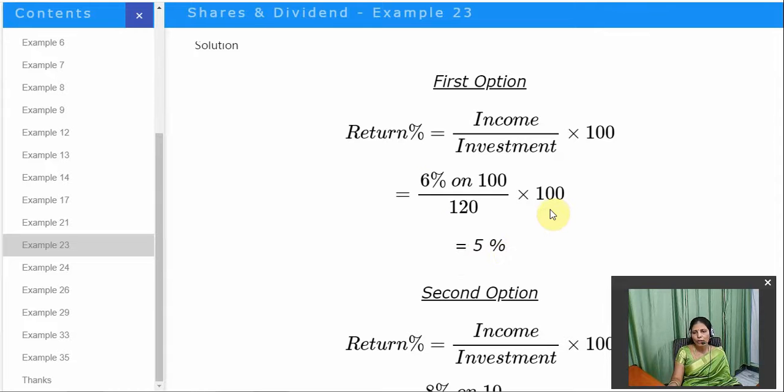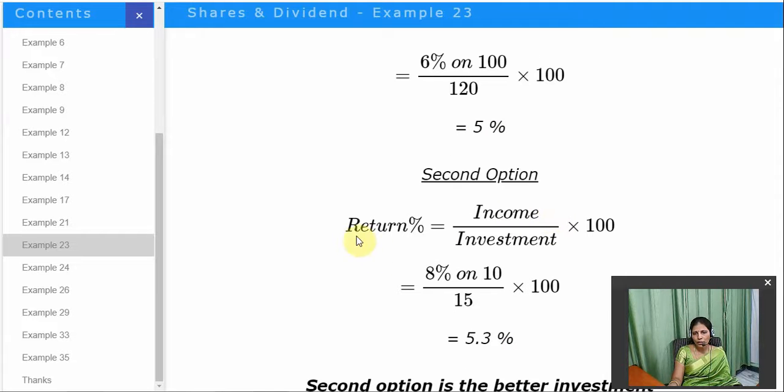The same thing you have to do for the second company. So return percentage is equal to, as I told you, income by investment. Now this is the income, or you can say this is the dividend per share, and this is the market value per share. Just substitute, simplify, you get 5.3%. So 5% is your return from the first company, or you can say the first option is 5% and the second option is 5.3%. So which is your better investment? Obviously it is the second option, 5.3.